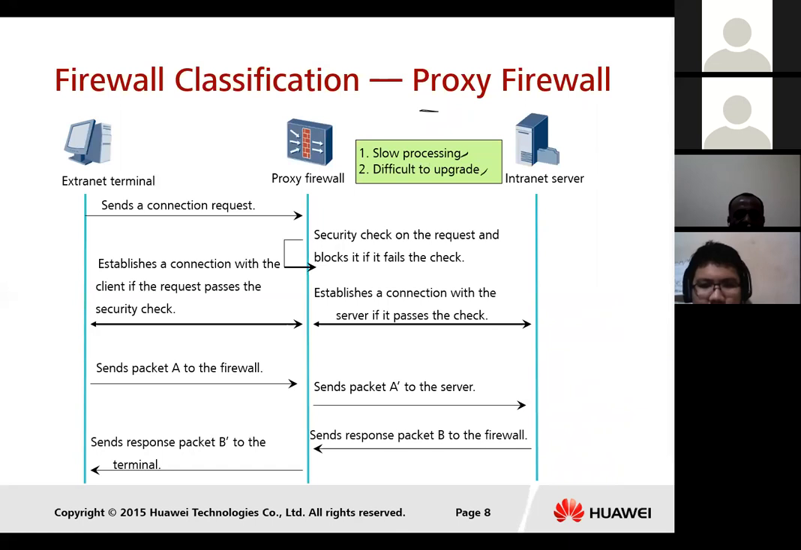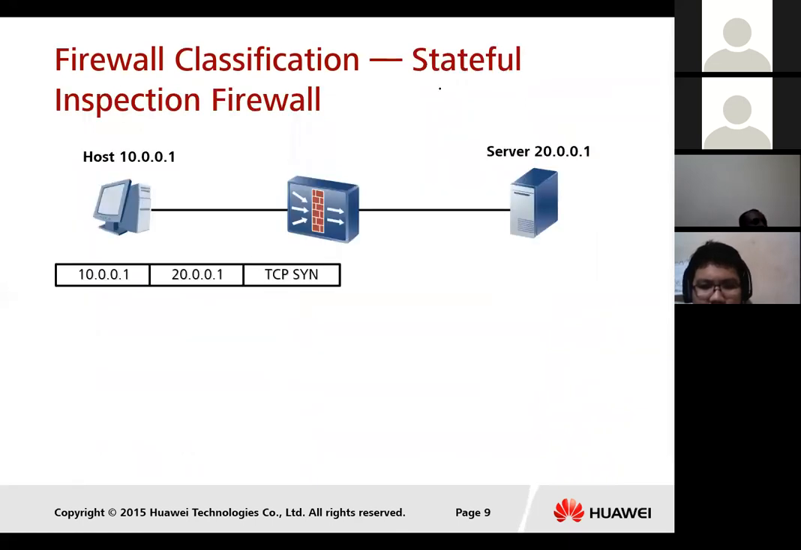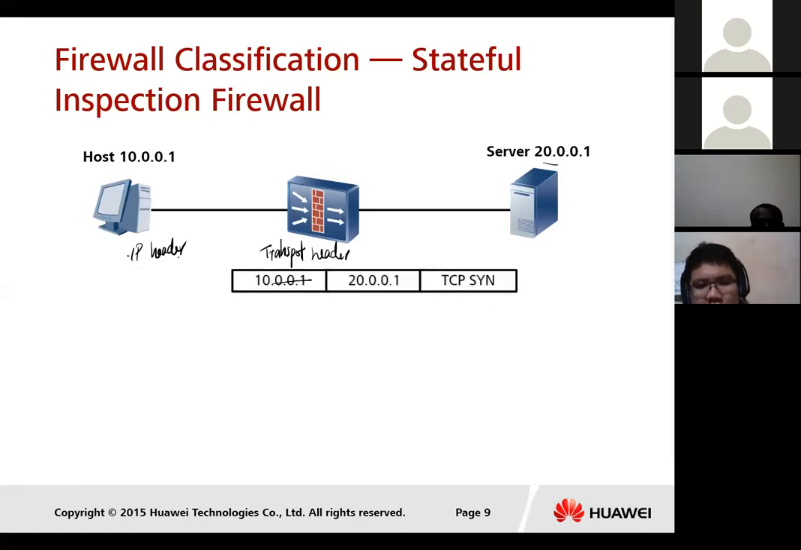All right, and the last one is called the stateful inspection firewall. Say the host 10.0.0.1 wants to form a session going to the server 20.0.0.1. This is my IP header, and this is my transport header. So I have two different headers here. The header tells me that right now I'm going to do a TCP SYN, so I need to form the TCP session and go across into the server.